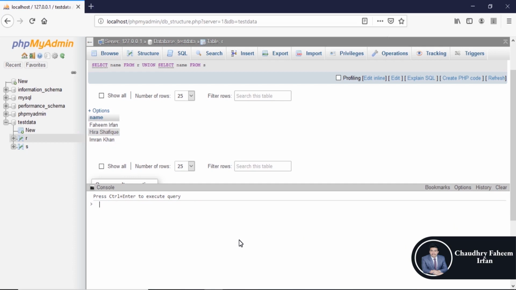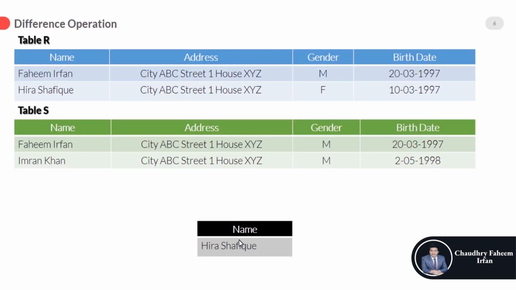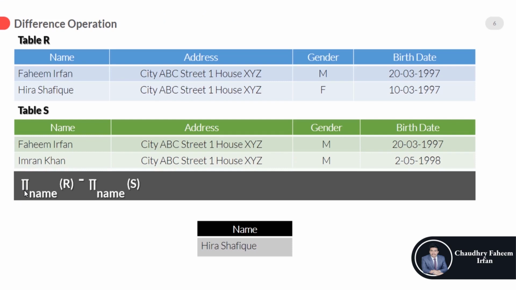And the next operation is the difference operation. What is the relational algebra for the difference operation? Projection name. By using projection, we can select name from relation R. The minus sign indicates the difference operation. And now we are going to R minus S, which means Fahim Irfan minus Fahim Irfan. So Fahim Irfan will not be included in the result table. Only Hira Shafiq is in the result, because Fahim Irfan is eliminated because of the difference operation. So now we are going toward implementation.